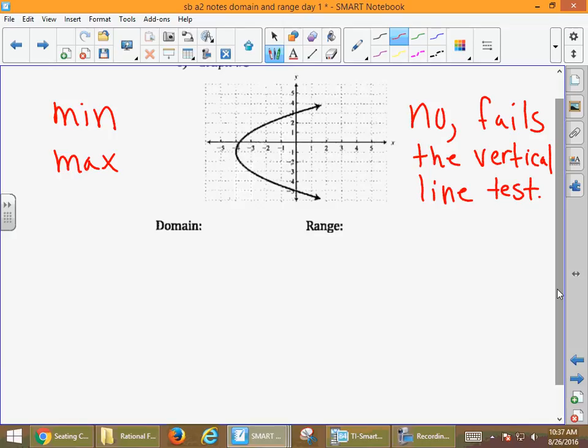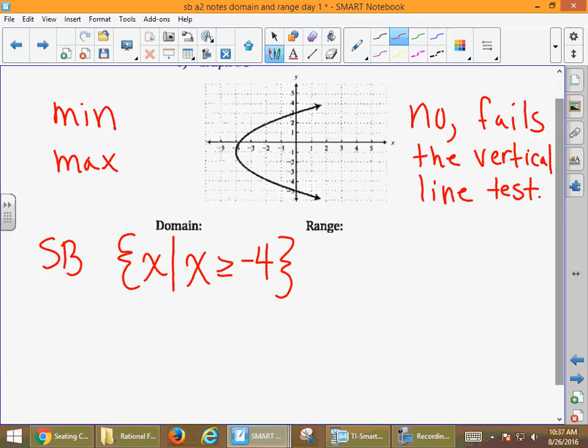As we look at our domain for our set builder notation, what's our smallest x value? Matthew? -4. -4. 1, 2, 3, 4. But because we've got arrows here, we're going to continue over there past -4. We're not going to stop. We don't have an endpoint. We can't define what our maximum value is.